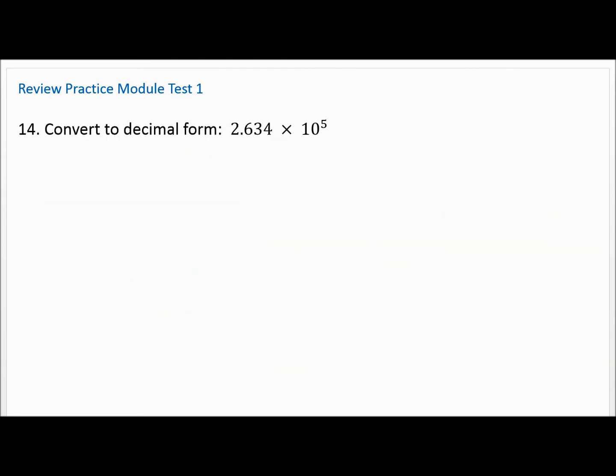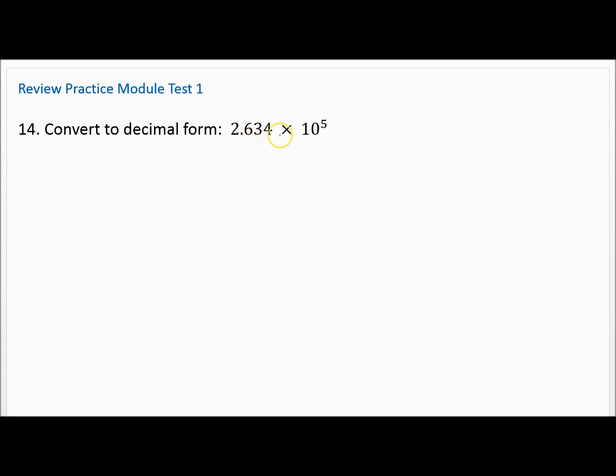Next problem, we're converting decimal form, or we could call that standard form. Oh, no, I'm sorry. This is in scientific notation. I changed my scientific notation to standard form. Now, this is a big number. How do I know this is a big number? Because it's 10 to the positive 5. Whenever you have a positive exponent, that means this number over here is a big number.